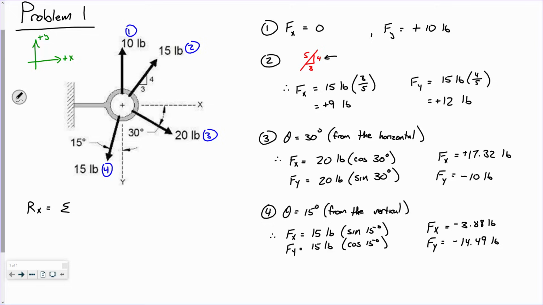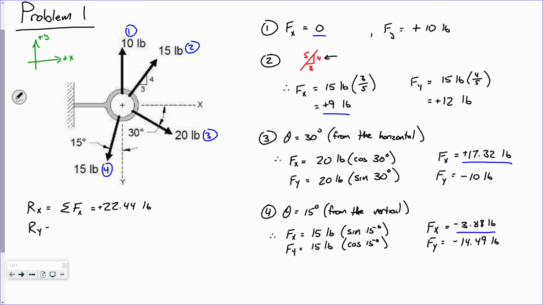So I'll say Rx is the sum of all the Fx's, which is what? So it's 0 plus 9. So here, I'll do this. So 0 plus 9 plus 17.32 minus 3.88. Everybody see that? 22.44 pounds. And I guess we should put a positive on that.